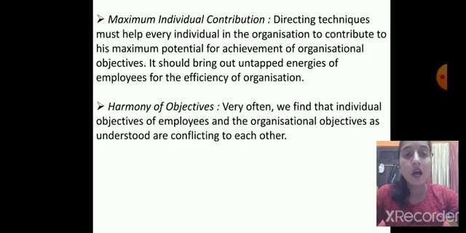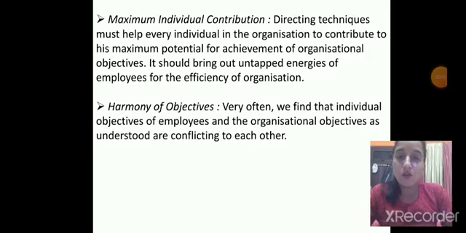Next principle is harmony of objective. So according to this principle, very often we find that the individual objectives of employees and the organizational objectives as understood are conflicting with each other. For example, an employee may expect attractive salary and monetary benefits to fulfill his personal needs, whereas an organization may expect the employees to improve the productivity so that it can meet its expected profit. So here, harmony of objective is necessary because there is a conflict between the organizational objective and the employee's objective.